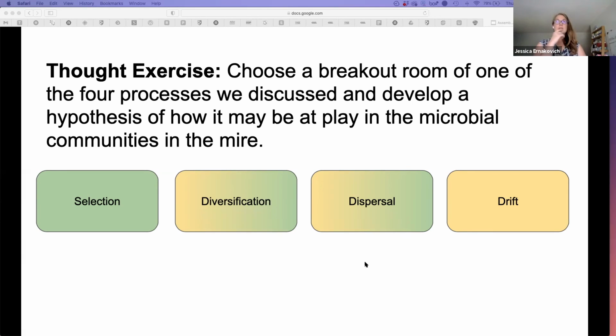Okay, so your task is to develop a hypothesis of how the assembly factor you pick might be at play in the microbial communities in the mire. All right, I appreciate that everyone got some awesome notes up. I'd love to hear from each group for maybe 30 seconds. So what did the selection group have to say?